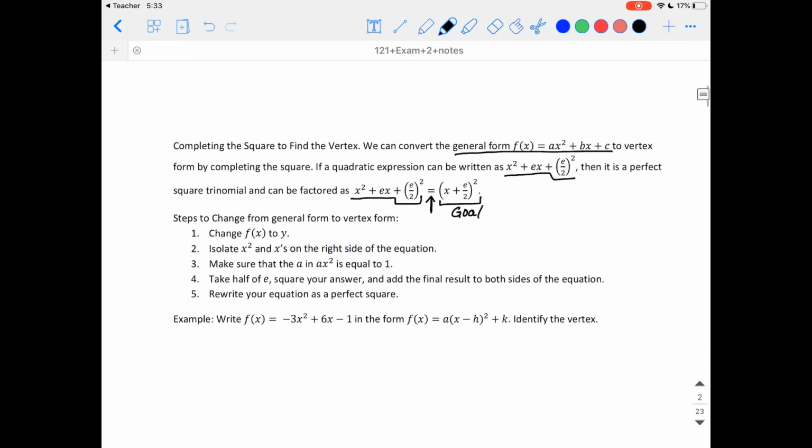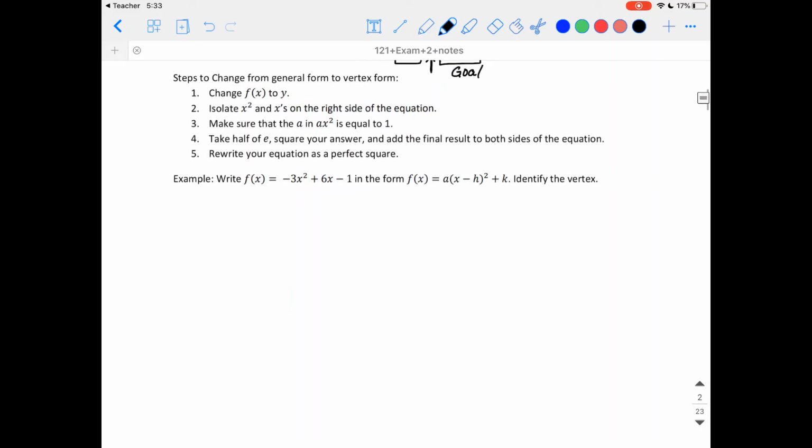Okay, so the steps. It says the steps to change from general form to vertex form. Number 1, change f of x to y. All right, so here, let me start the example and I'll go with the steps. It says write f of x equal to negative 3x squared plus 6x minus 1 in the form f of x is equal to a parentheses x minus h quantity squared plus k, and identify the vertex.